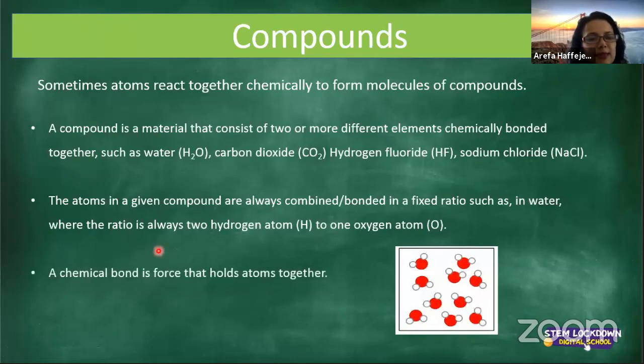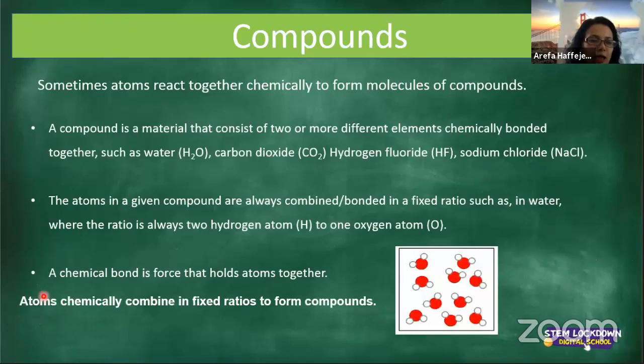Now, a chemical bond is a force that holds atoms together. So if you look at this one here, you can see that it is bonded together by chemical means. You have the two hydrogen atoms sitting on the one oxygen atom. So I'm going to repeat, it is bonded together by chemical means.